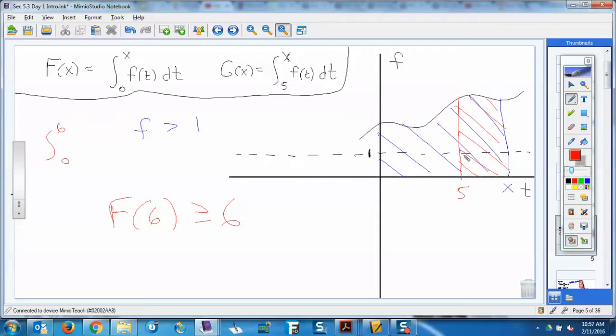Why? Because this function's above 1. How much area is right there? 6. Right there is 6, from 0 to 6. And this function has to be above that. So absolutely that area has to be more than 6. It's 6 wide and more than 1 tall. Yes? How would you explain that on the test?